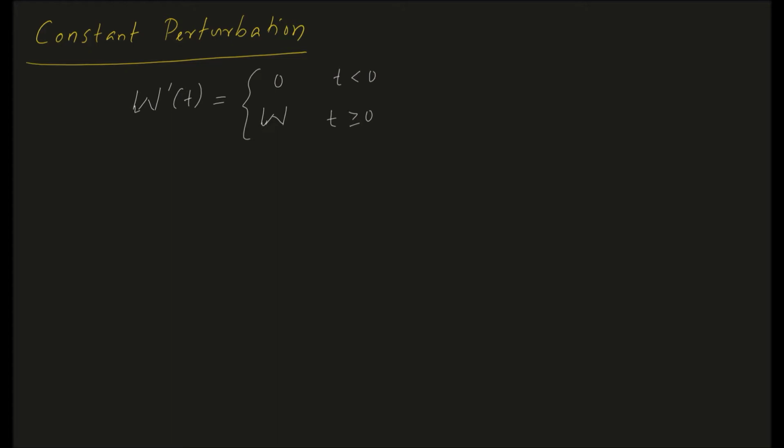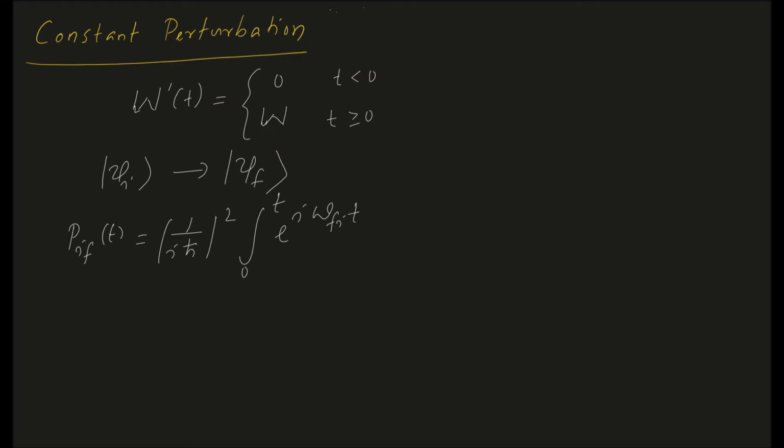Now the probability for the system to make a transition from an initial state psi i to some final state psi f is given by, we have seen an expression in the last class, P_if(t) is equal to 1 by h cross square, then we have the integral from 0 to t of e raised to i omega_fi t prime dt prime, then the matrix element psi f W prime psi i, and we have to consider the modulus square of this quantity. So this is the expression that we have seen in the previous class.